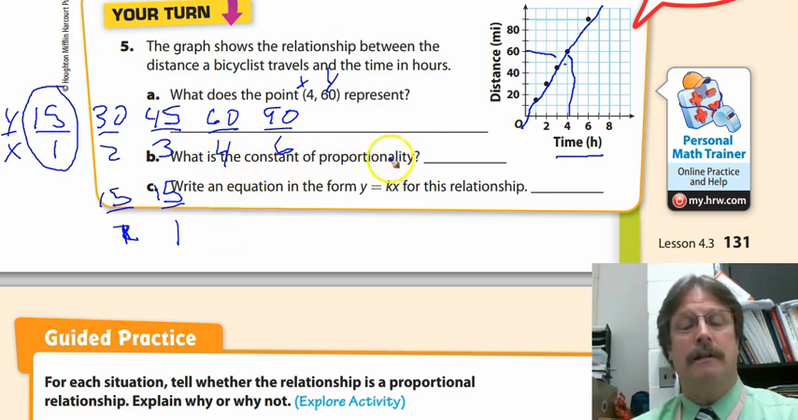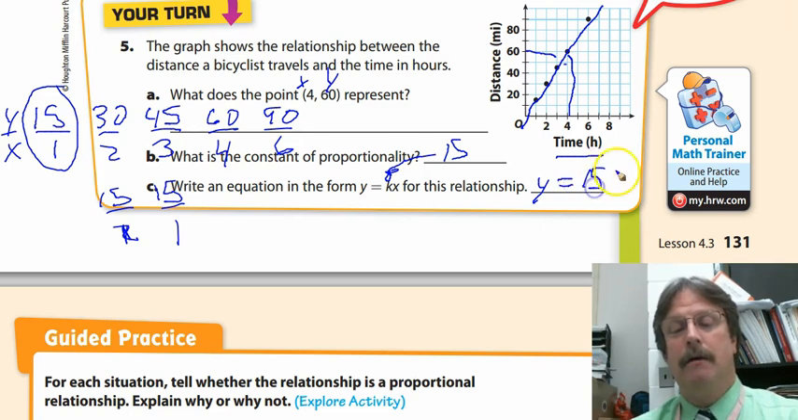So what is the constant of proportionality? It's 15. Then you take that and you substitute it into place here. Write an equation in the form y equals kx. So then y equals 15x.